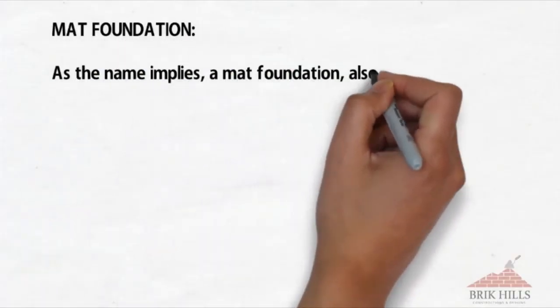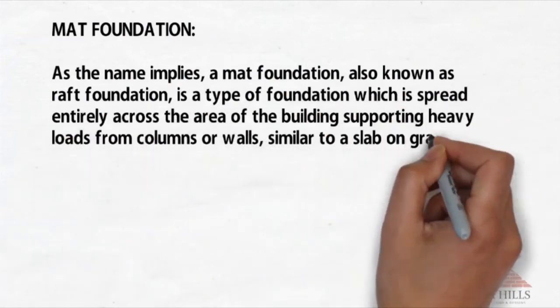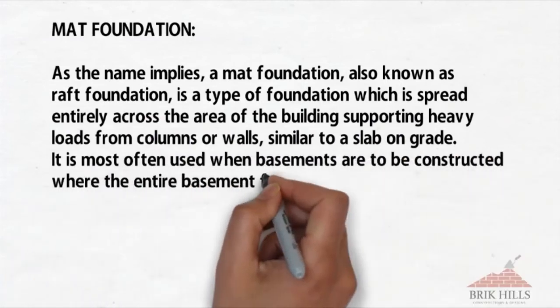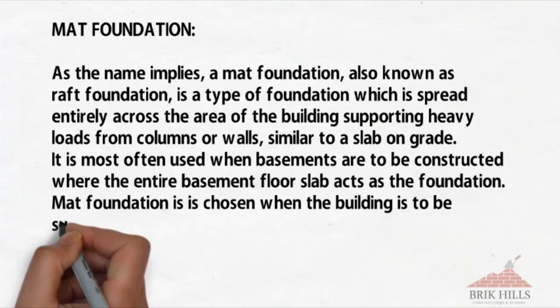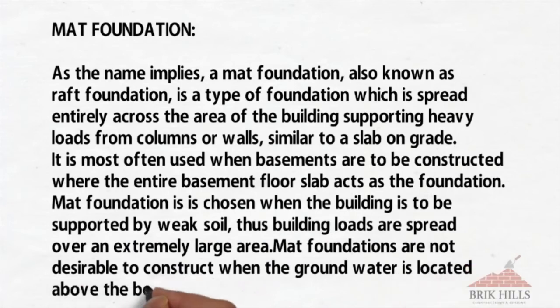The last type of shallow foundation is mat foundation. As the name implies, the mat foundation, also known as raft foundation, is a type of foundation which is spread across the area of the building and which will support the heavy loads from the columns or walls. If an area is to be constructed on weak soil, this type of mat foundation is used, because in this type of foundation the building loads are spread over an extremely large area. It is not desirable to construct when the groundwater is above the bearing surface of the soil. If the soil is weak, then we can go with this type of mat foundation.